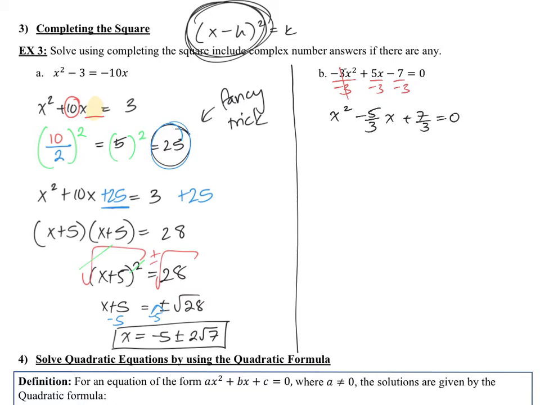All right, once we've done that, let's go ahead and get the number to the other side so we can start our completing the square process. Let's see. Then we have x squared minus 5 over 3x equals negative 7 over 3. Now, once again, we need to find that perfect number. And how do we find the perfect number? Well, take your b value, divide it by 2, and then square it.